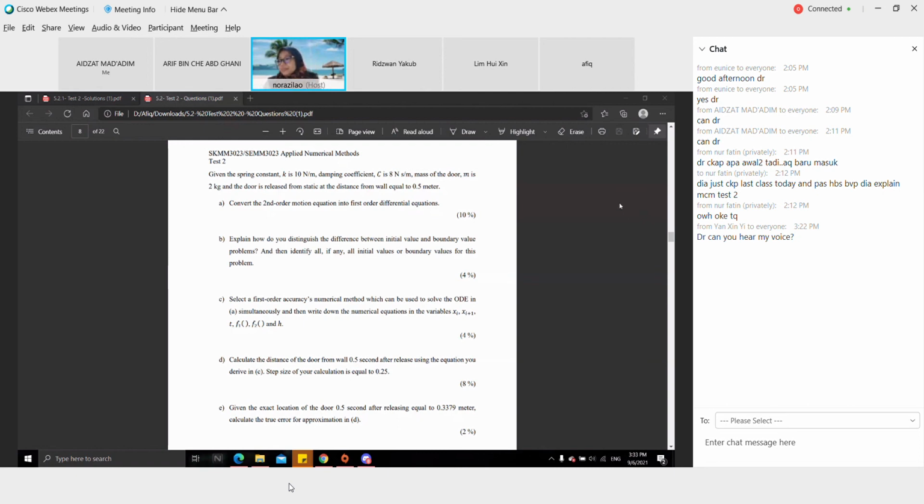Arif ke mana Arif? Ya, doktor. Okay. This problem, specifically or not? Ada sebab dia cakap 0.5 tu. Kot. Okay, where is the location for 0.5? And the door is released from the static at the distance from wall equal to 0.5.